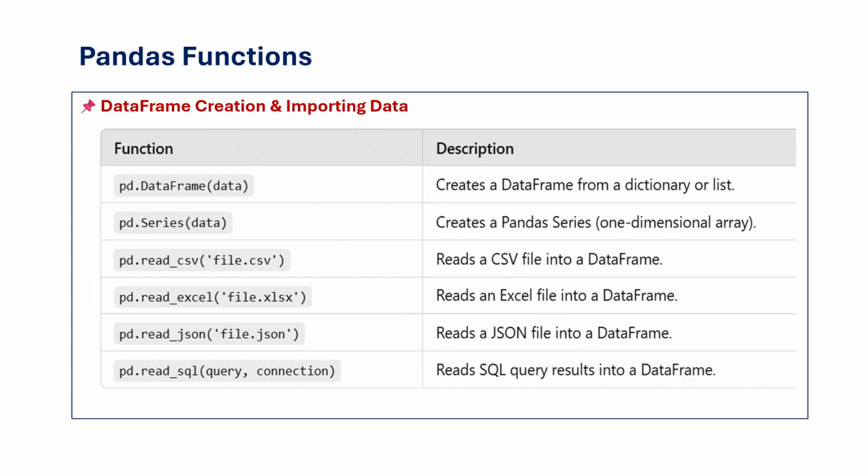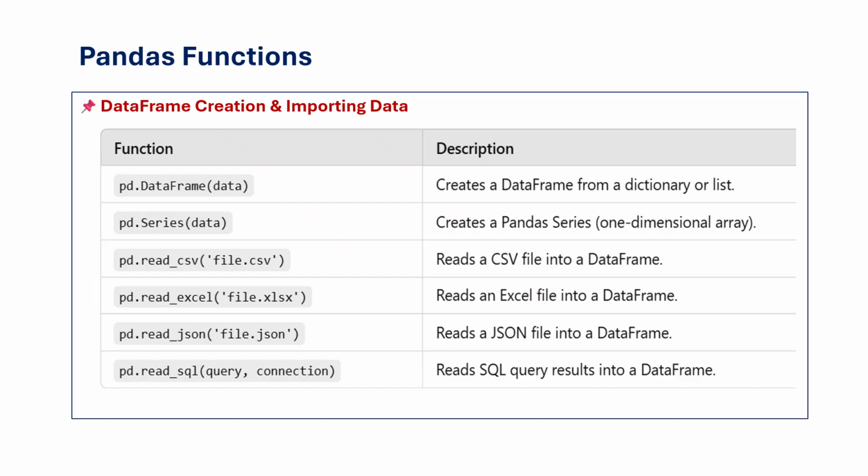Reading JSON data: the read_json function is used to load JSON format data. It is commonly used for transferring data between applications and web services. For example, the data received from a web application or an API can be imported and analyzed using pandas.